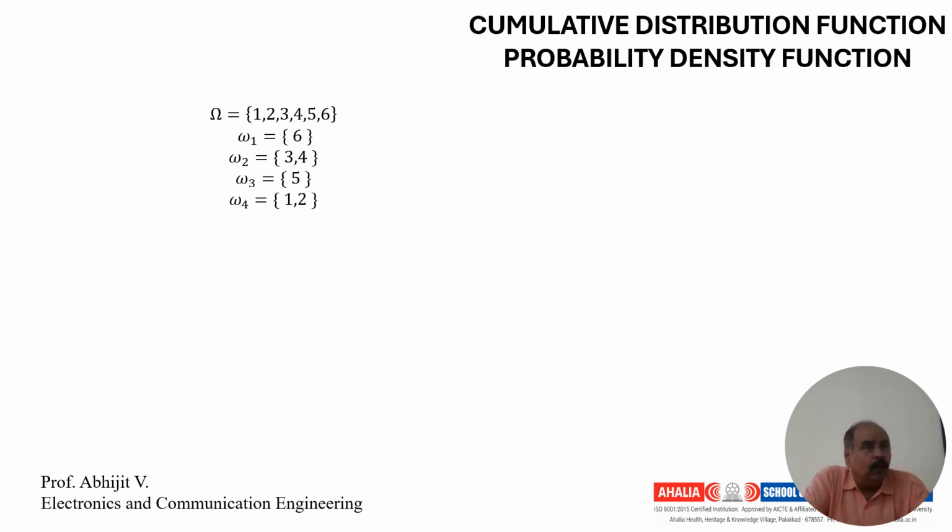You are having a die, you are throwing it, and we are dividing this question into a mathematical equation where we have defined the sample space at the beginning, and we have defined all the 4 events W1, W2, W3 and W4.